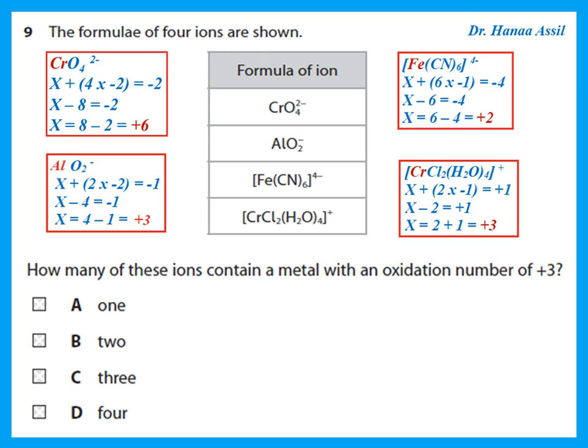The last one, chromium with chlorine and water. Remember that here the overall is +1, and each of the chlorides is -1. Water has no charge on it. So it's the charge of the chromium plus 2 times -1 for the chloride. Overall should be +1, and that means the chromium is +3. So he's asking how many of these ions contain a metal with oxidation number +3. That's aluminium and chromium, so that is 2.